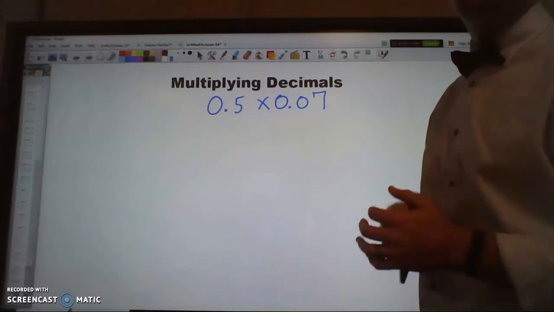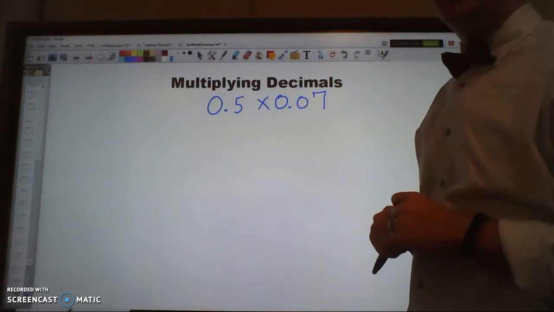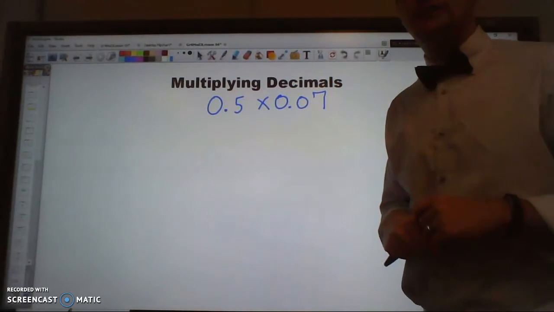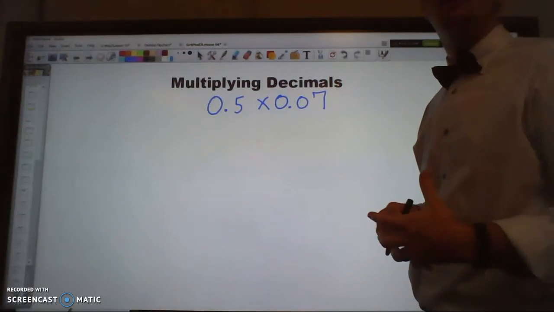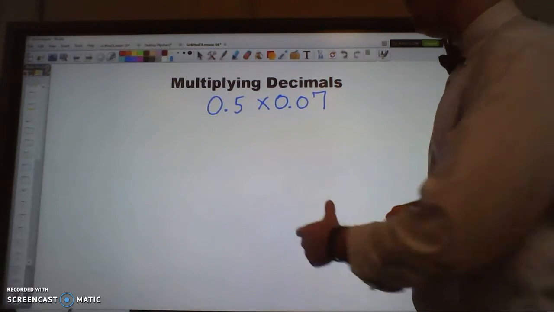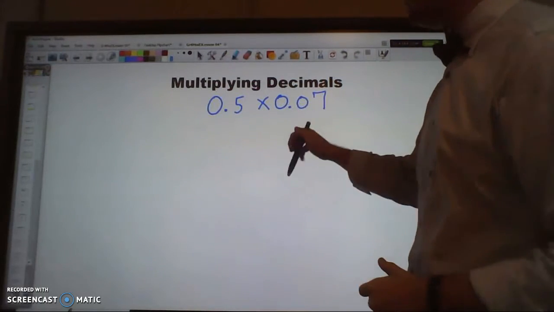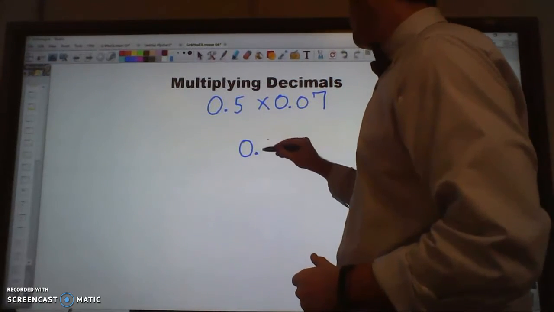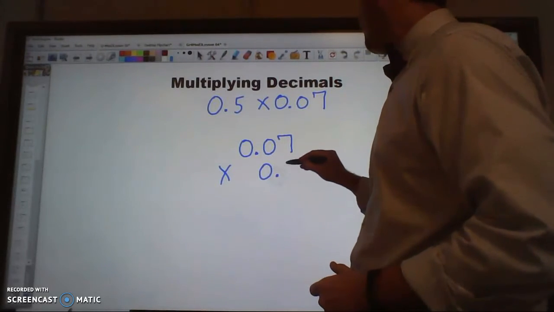All right, so here's our problem set back up again. And remember, this time we're doing it vertically, so that means up and down. Now, when we do it this way, we put the number that has the most digits. Even though 5/10 is greater than 7/100, it doesn't have the most digits. So I'm going to put 0.07 times 0.5.